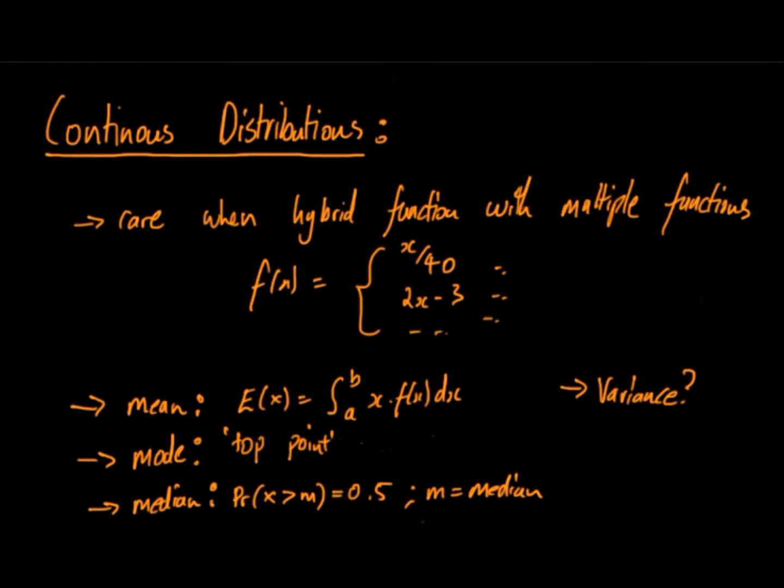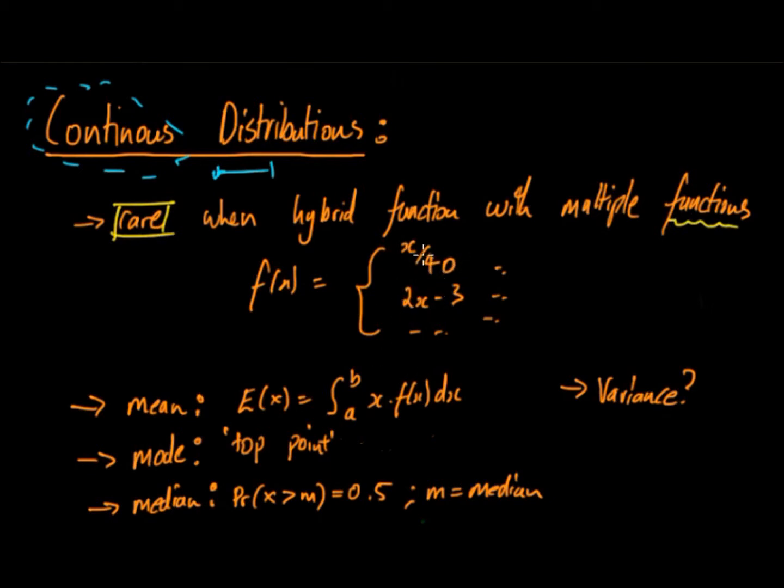So continuous distributions, for continuous variables. Make sure you understand what continuous variables are and why they are different to discrete. That's because they are measured on a continuum rather than discrete values. You can't find the probability of an exact value for continuous, but rather you have to look for an interval. Now, you have to be careful when you're looking at hybrid functions with multiple functions. That's bad terminology, but what I mean is you have a hybrid function in which you have more than just, let's say, 2.